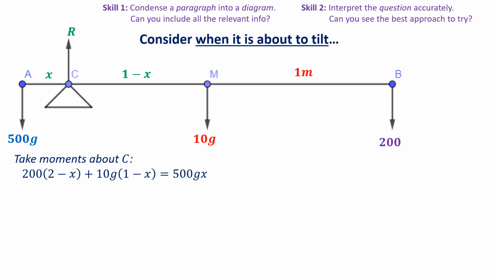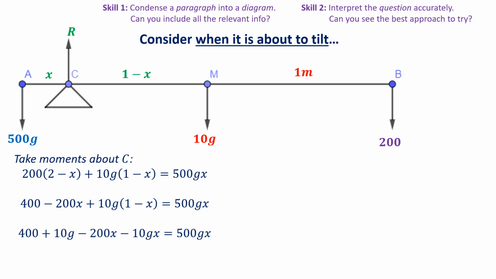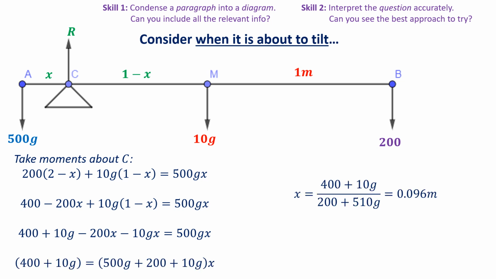It still looks a bit messy, but we can expand things out. We can simplify, we can rearrange. After we've got rid of all the brackets and tidied things up, we want to put anything involving x on the same side of the equation, and then we can take out x as a common factor. And as soon as we've done that, we can chuck it all in the calculator and get a value.